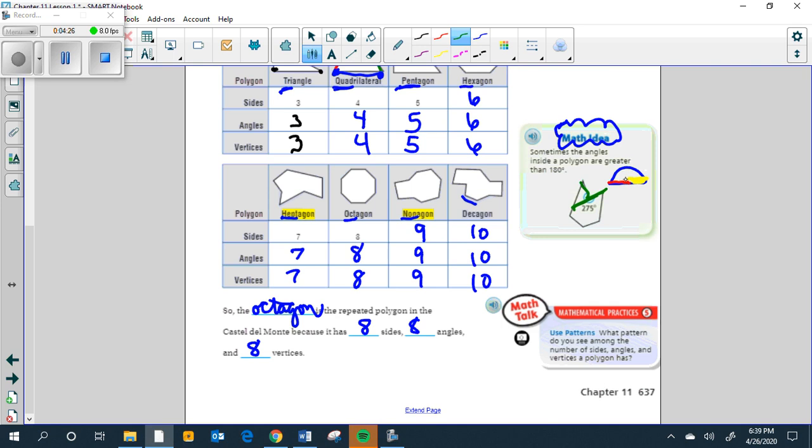All right, mathematical practices. Use patterns. What pattern do you see among the number of sides, angles, and vertices a polygon has? Well, hopefully you're seeing that however many sides it has, it has that same number of angles and vertices. And the beginning syllable in its name is also the word for the number that tells that number.